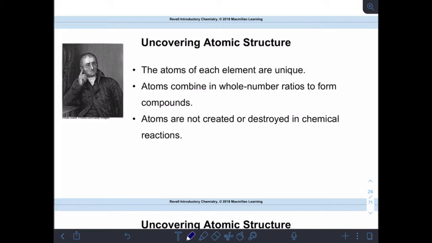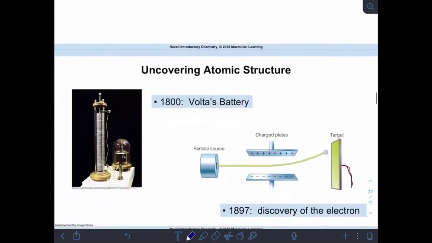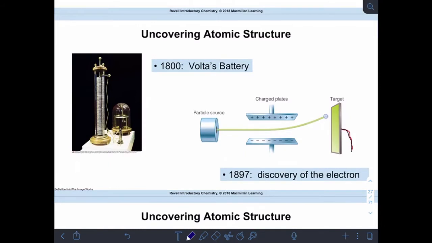So here we have Dalton's atomic theory. Around the 1800s or so, they started to develop ways to uncover the different parts of the atom. Here we have the discovery of the electron in 1897, and that was done using a thing called a cathode ray tube. The image on the right is the very first actual battery, invented by an Italian scientist named Volta, which is why the units of electricity are called volts.